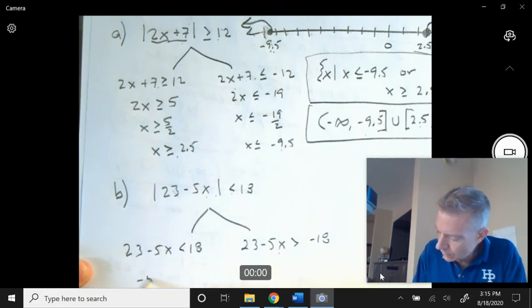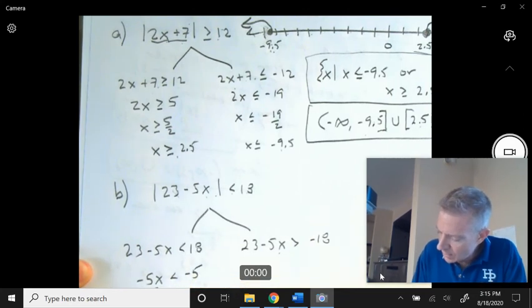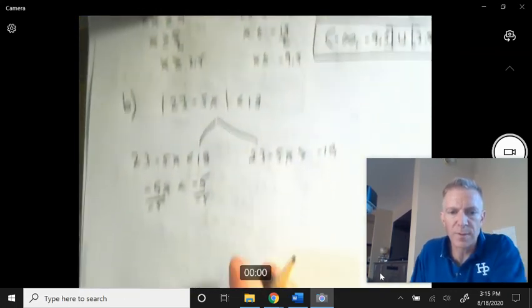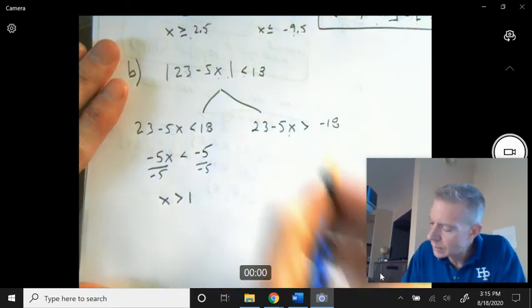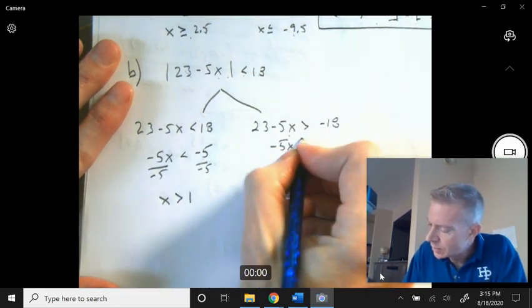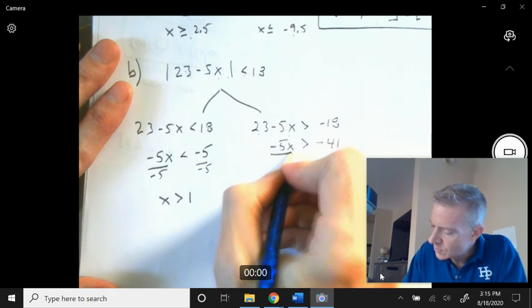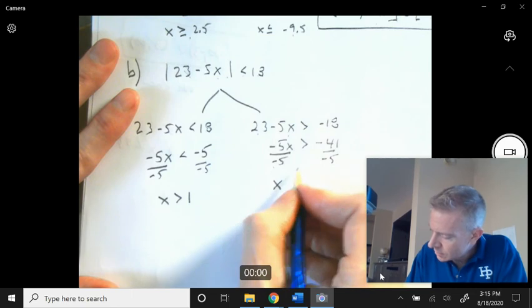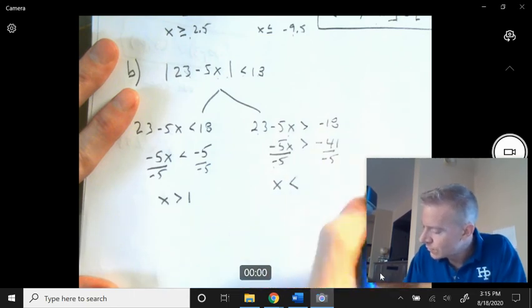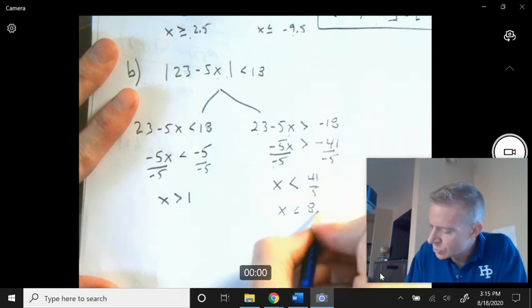Okay, solving, we get negative 5x is less than 18 minus 23 is negative 5. Divide by negative 5. Remember, dividing both sides of an inequality by a negative number, you have to flip the sign. So that's going to be x is greater than 1. And over here, we've got negative 5x is greater than, we'll subtract 23 from both sides, so negative 41. Divide both sides by negative 5. We've got x, dividing by negative, we flip the sign. That's going to be positive 41 fifths, or x is less than, that's going to be 8.2.